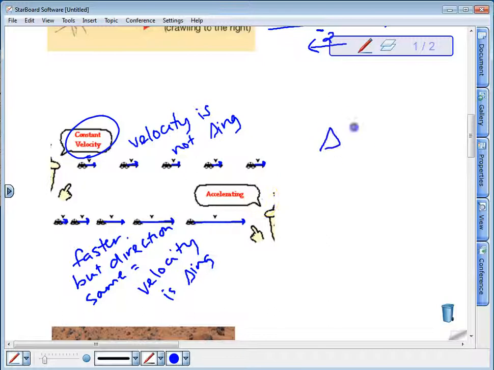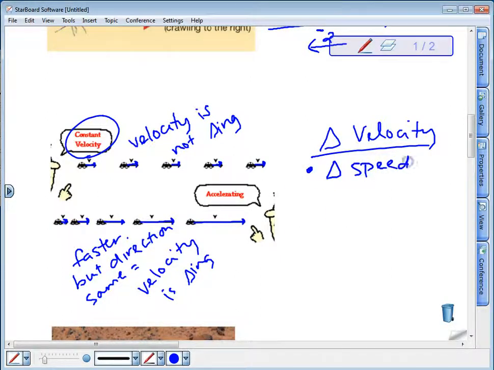We can change velocity in two ways. We can do it by changing the speed or changing the direction.